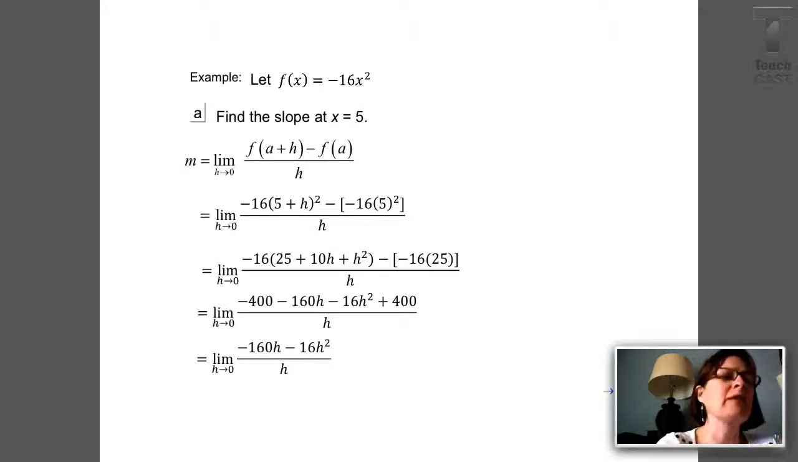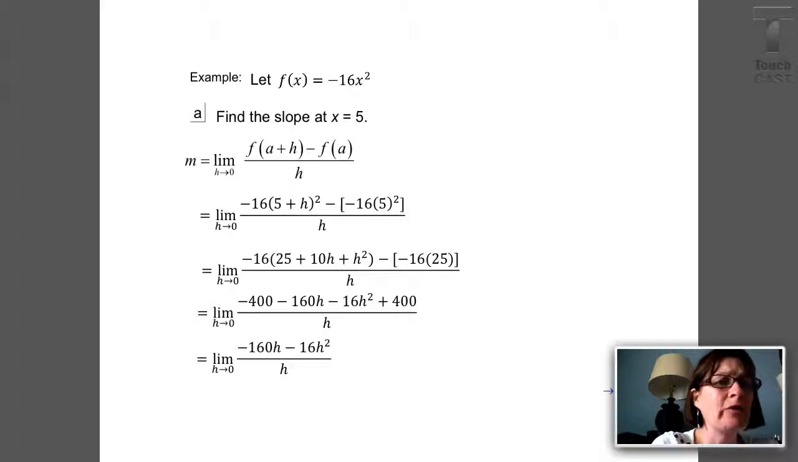This is the example at the bottom of the third page in your notes packet. If f of x is negative 16x squared, find the slope of f at x equals 5. So I start with my definition for slope of a curve at a point. I know a is going to equal 5, I've been told. So x was supposed to get squared. That means here 5 plus h needs to get squared. Remember we said we're going to multiply that out. So 5 plus h times 5 plus h makes 25 plus 10h plus h squared.